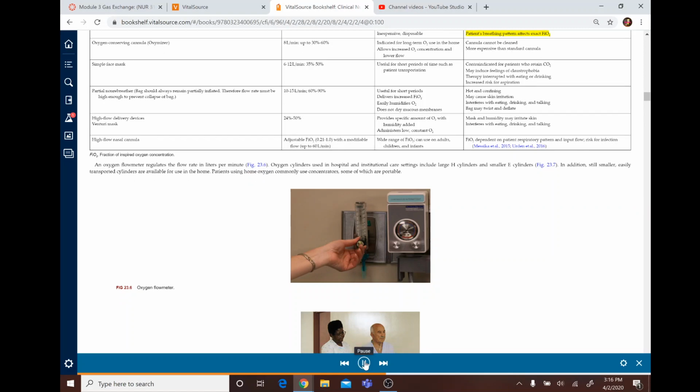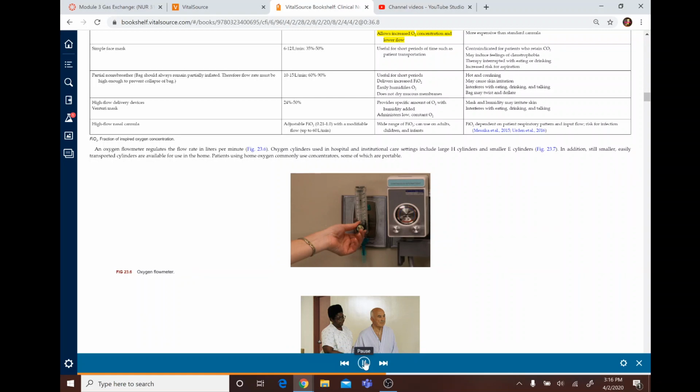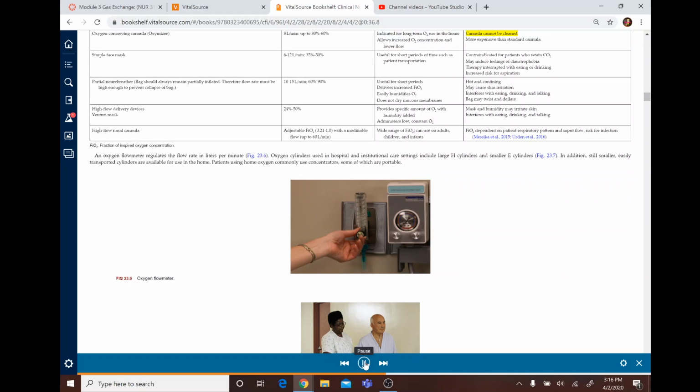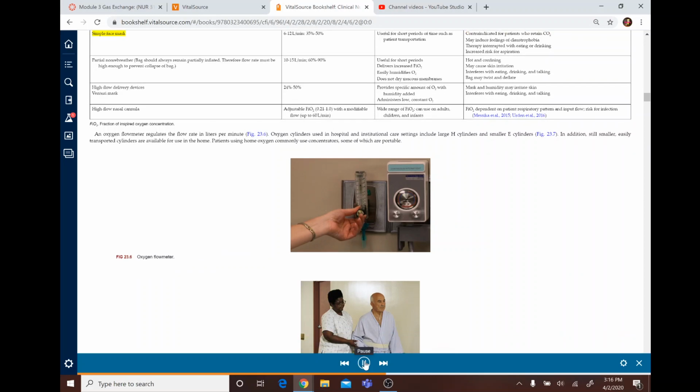Patient's breathing pattern affects exact FiO2. Oxygen conserving cannula, oximizer: 8 L/min, up to 30%-60%. Indicated for long-term O2 use in the home. Allows increased O2 concentration and lower flow. Cannula cannot be cleaned. More expensive than standard cannula. Simple face mask: 6 to 12 L/min, 35%-50%. Useful for short periods of time such as patient transportation.